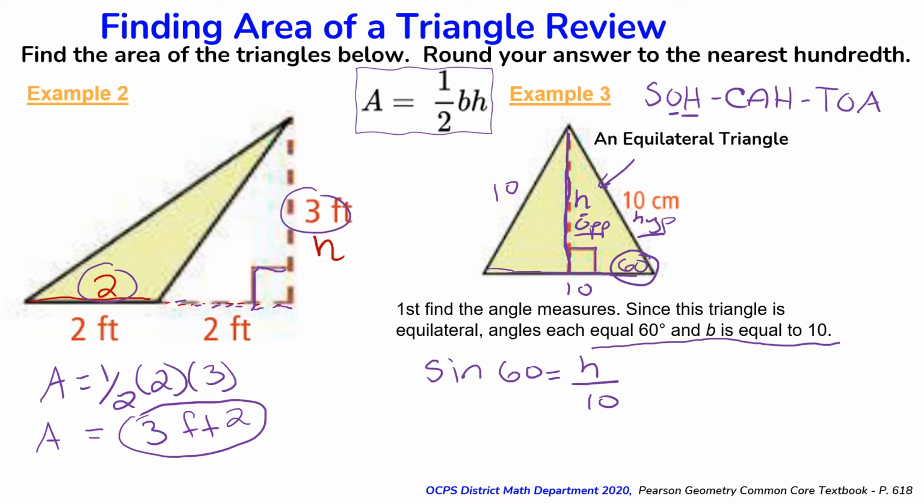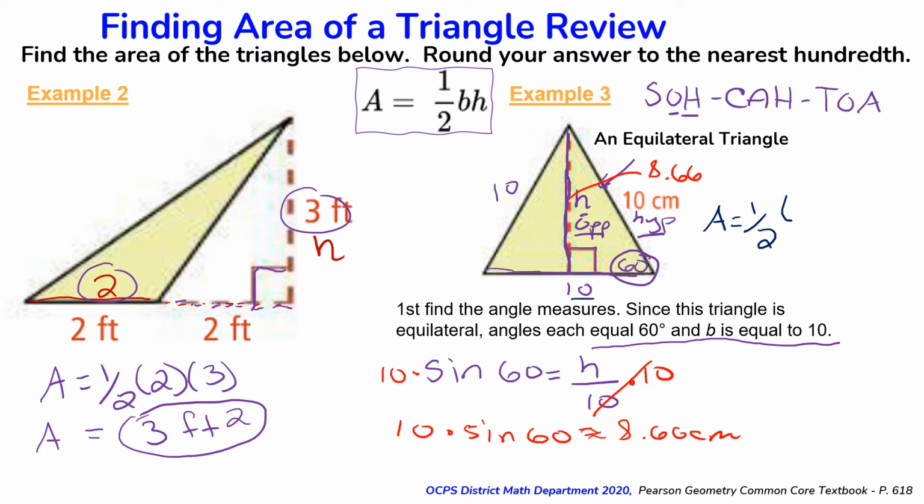Now I have to solve for my height. So I need to multiply both sides by 10. My 10 cancels out, so I'm left with 10 times the sine of 60. And I'm just doing this to find the height. So 10 times the sine of 60 is approximately 8.66 centimeters. All right, so my height is 8.66 centimeters. Running out of space here. So I have my height and my base. I can plug it in. Area equals 1/2.